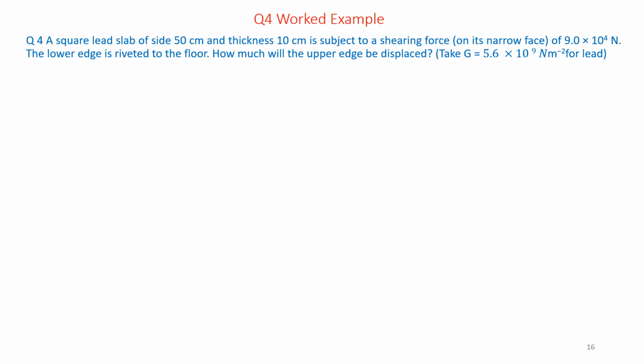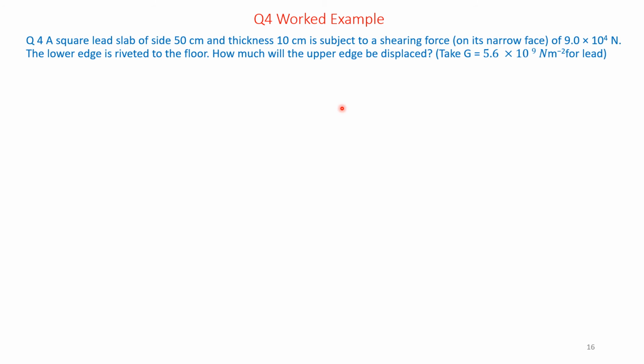Next worked example, question number 4. A square lead slab of side 50 centimeters and thickness 10 centimeters is subjected to a shearing force on its narrow face of 9 into 10 to the power of 4 newtons. The lower edge is riveted to the floor, that is, it is fixed. How much will the upper edge be displaced?